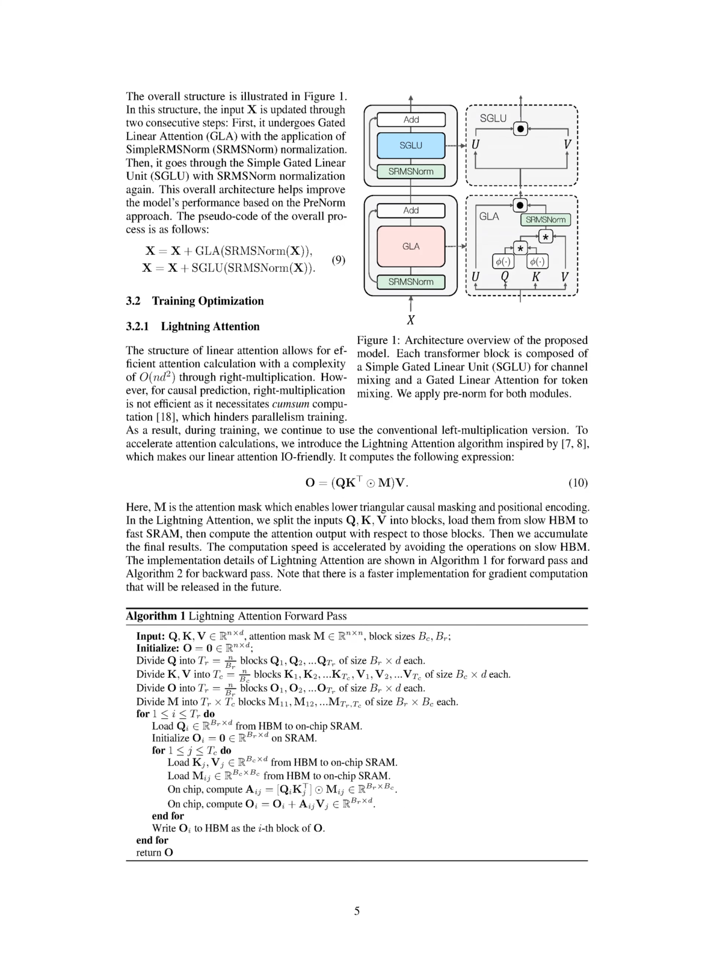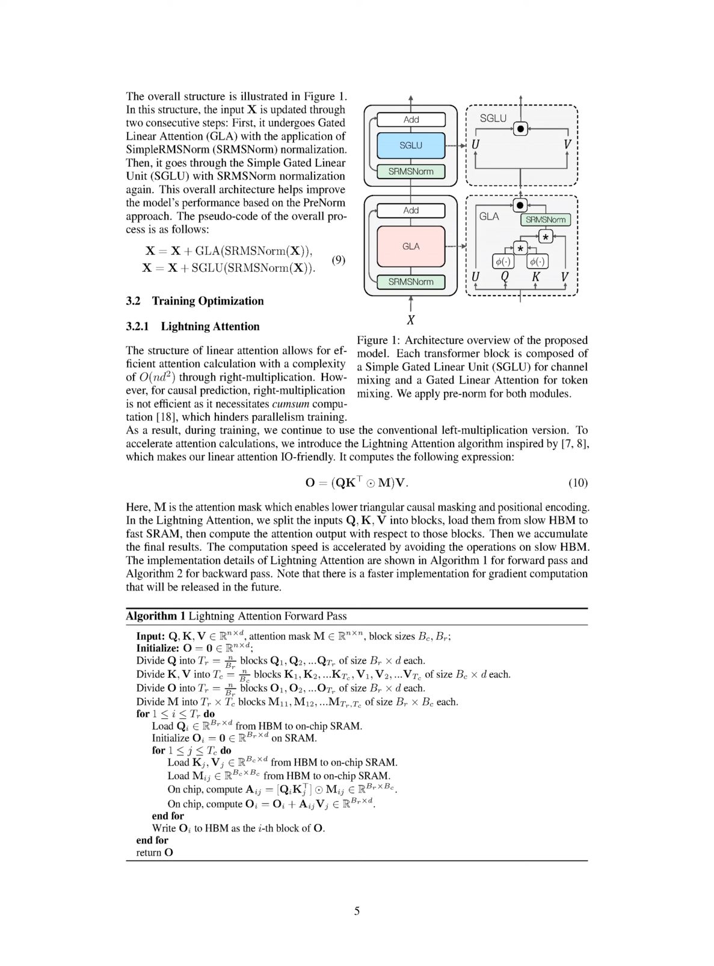The overall structure of our model involves 2 main steps. First, the input X is updated using gated linear attention, GLA, with SRMS norm normalization. Then, it goes through the simple gated linear unit, SGLU, with SRMS norm normalization again. This structure improves the model's performance based on the pre-norm approach. The pseudocode for this process involves updating X with GLA and SGLU, both of which involve SRMS norm normalization.